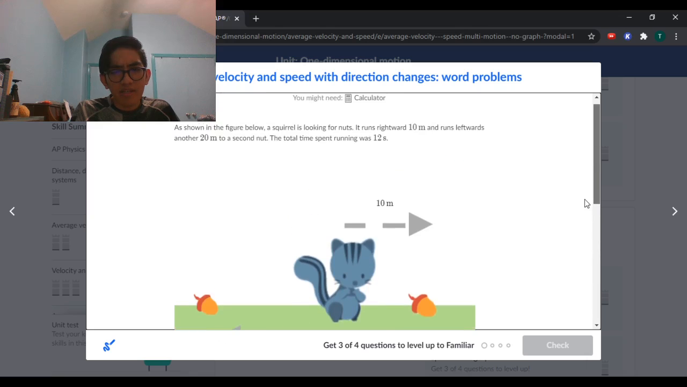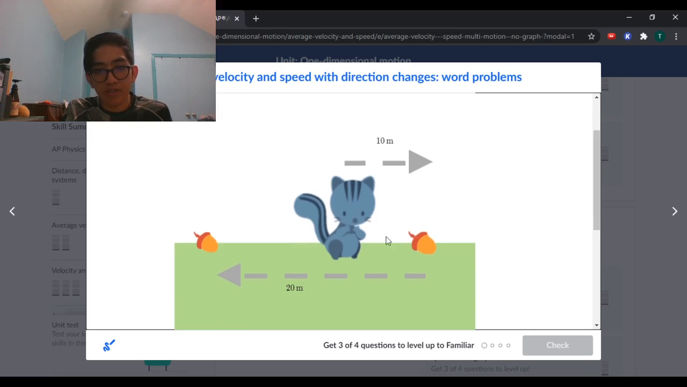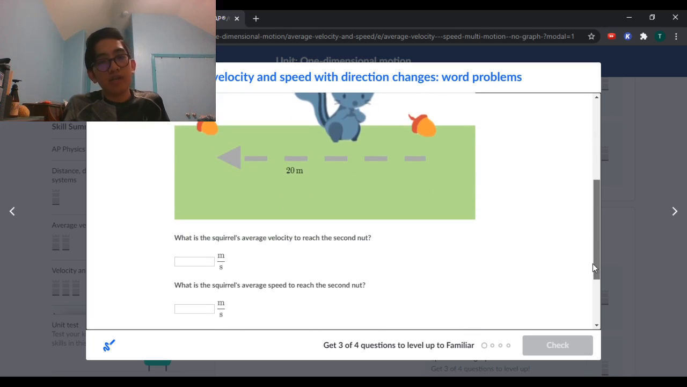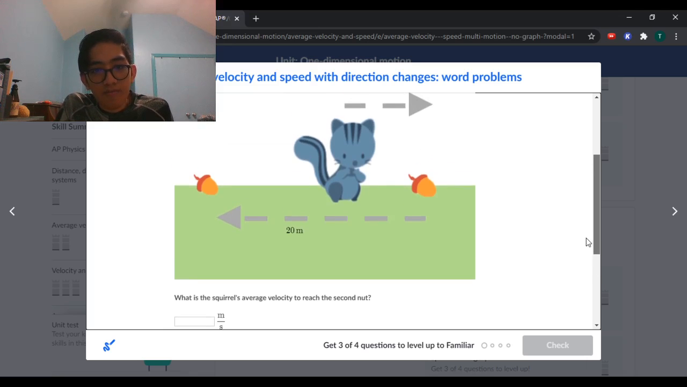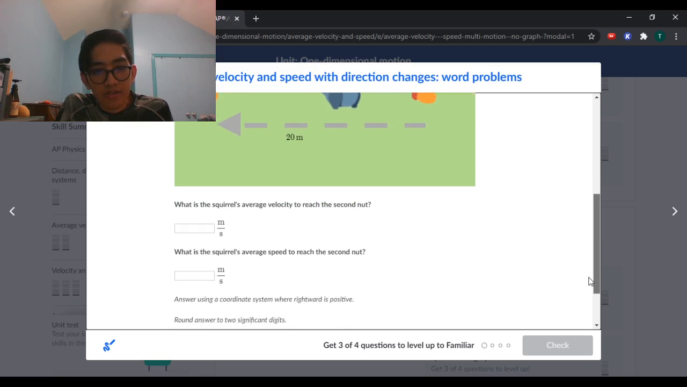So now we have a diagram. So the squirrel basically runs right 10 meters and then left another 20 meters, right? And the total time spent to do all these actions is, was it 12 seconds? Yes. Okay. So average velocity reaching the second nut, right? So the average velocity to reach the second nut.